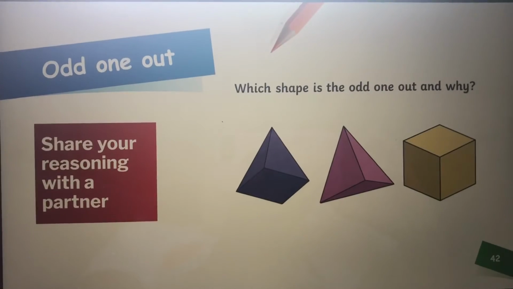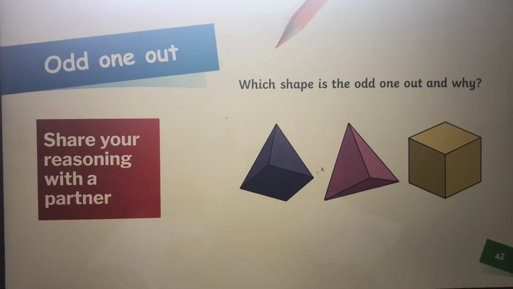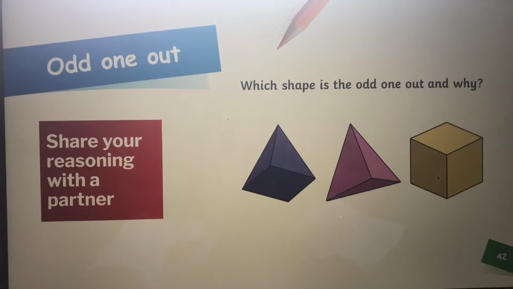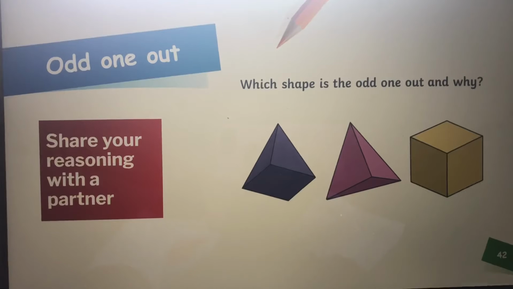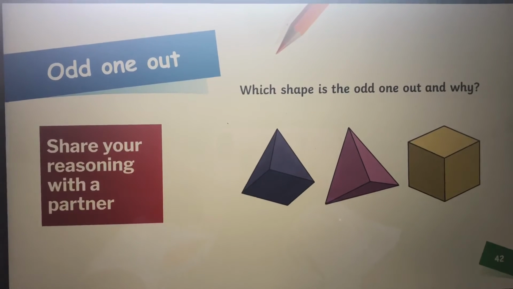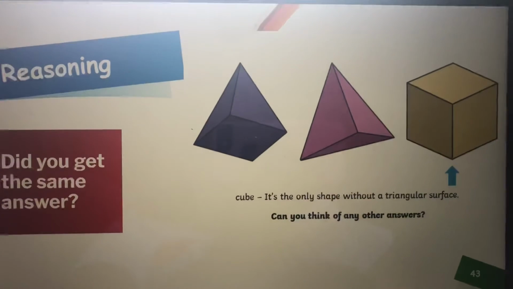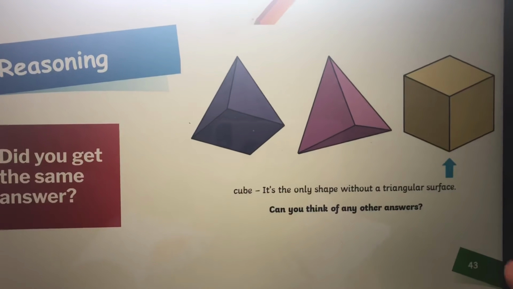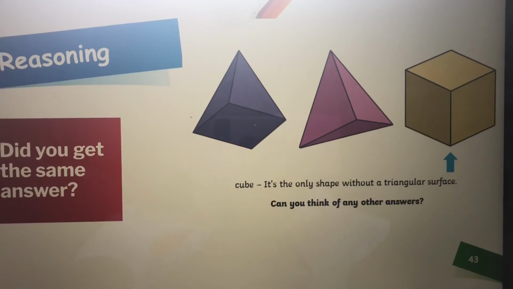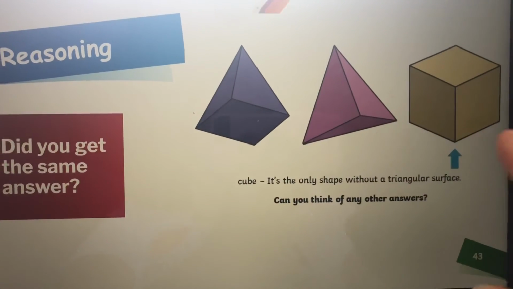Odd one out. Which shape is the odd one out, and why? Take a look at these. Which one's odd, and explain to me why you think that one stands out. Well, the cube. The cube's the odd one out because that's the only one without a triangular surface or face. All the others have triangles in them. Cubes, all squares.